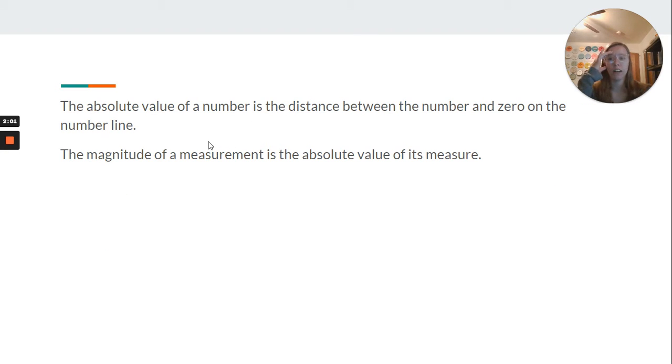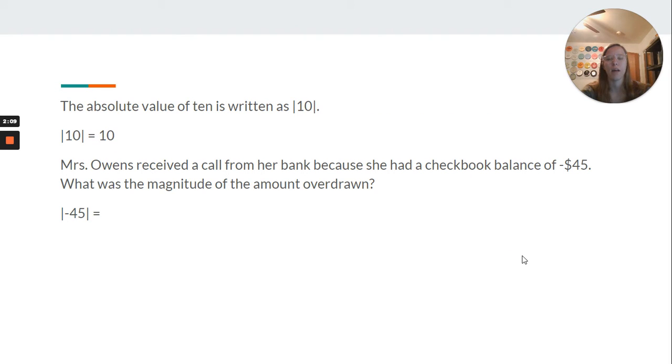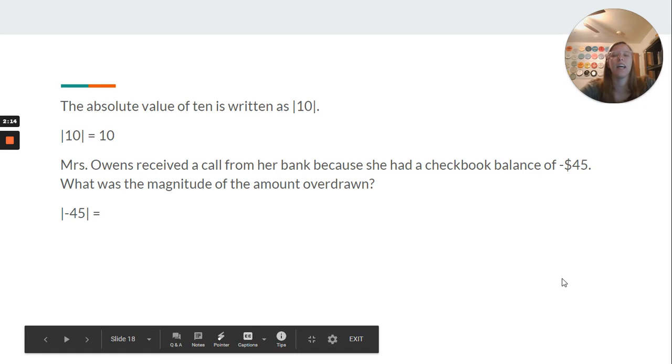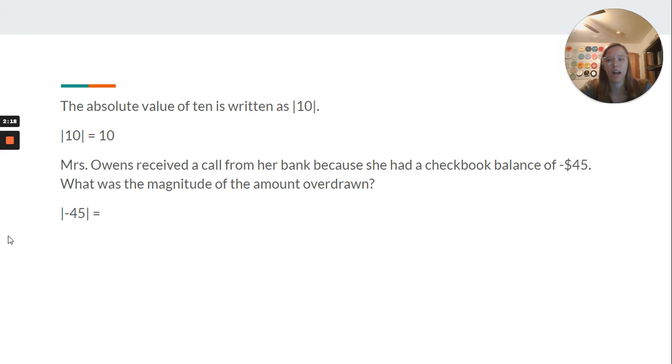We looked at absolute value, which is the distance between the number and 0 on a number line, and the magnitude of a measurement is the absolute value of its measure. So here we had the absolute value of 10 written as 10 between the two brackets, and it is 10. We looked at a real life example. She had a negative balance, negative 45, but what was the magnitude of the overdraw? It was 45, so she overdrew it by 45. That's how many spaces negative 45 is from 0.